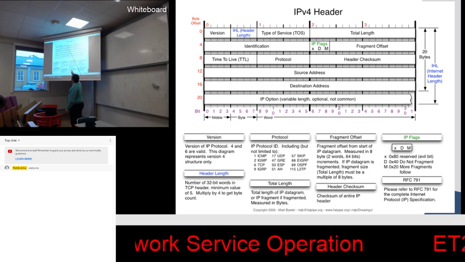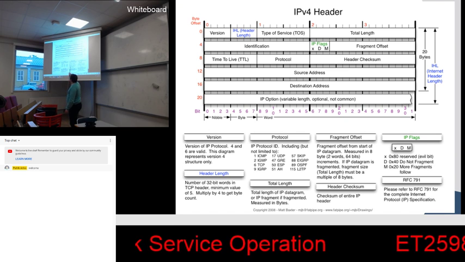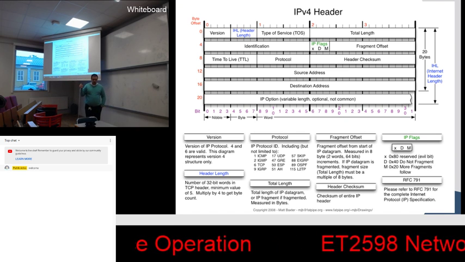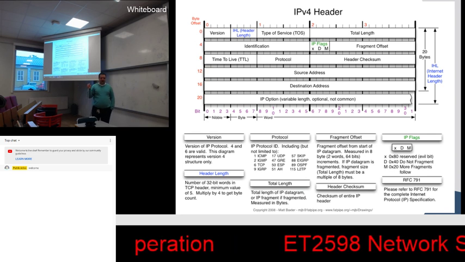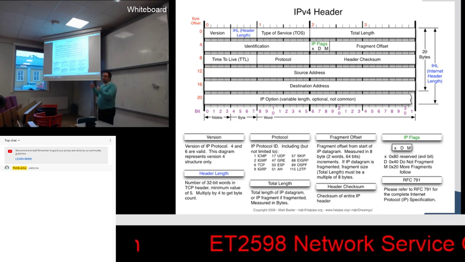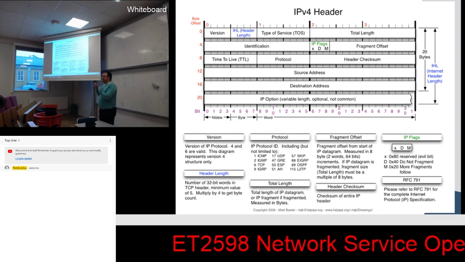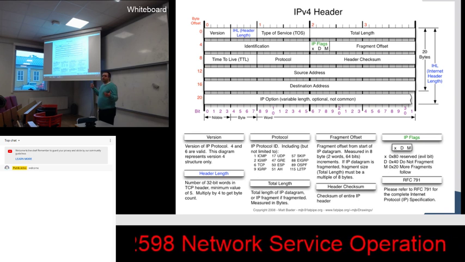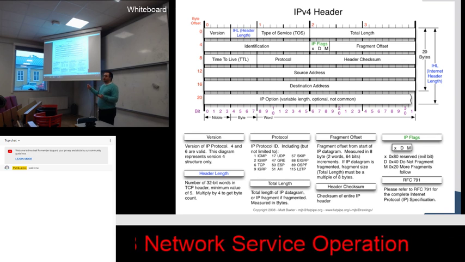Type of service. This was intended to enable us to have differentiated service. IP is what's considered to be a best effort service. If I can't deliver it, I will drop it. And all the packets are treated equal.